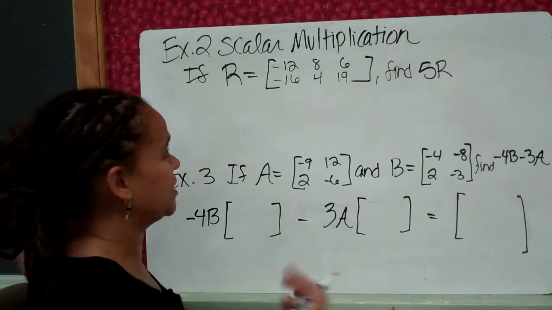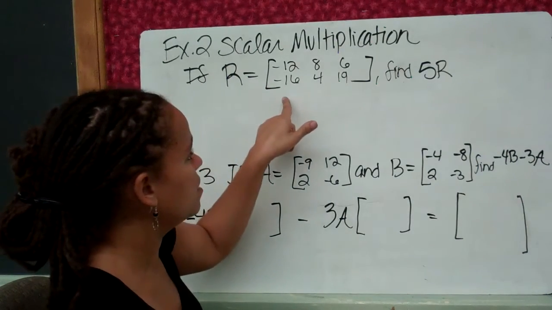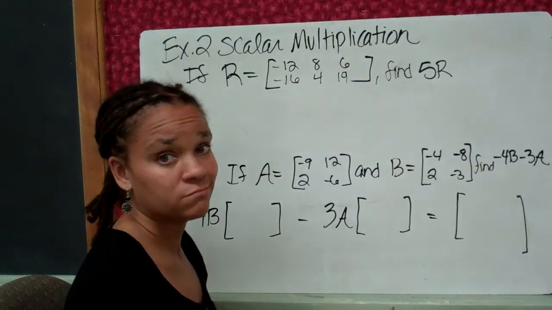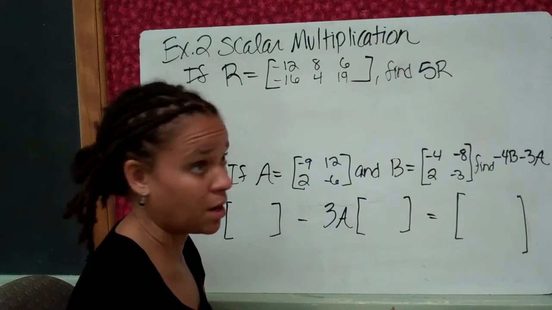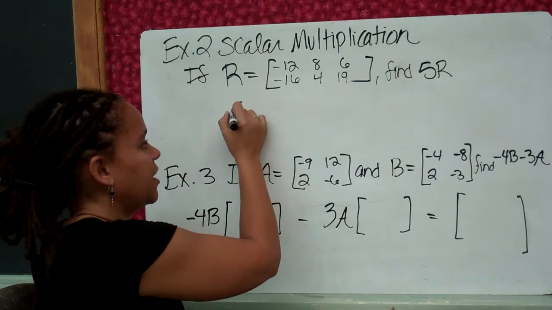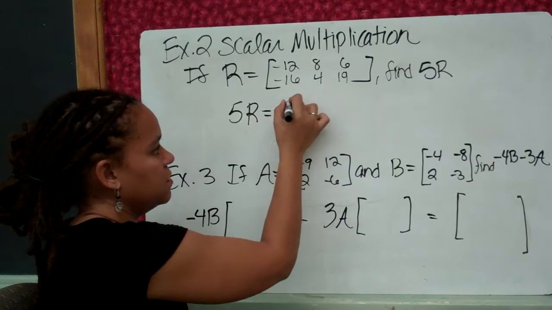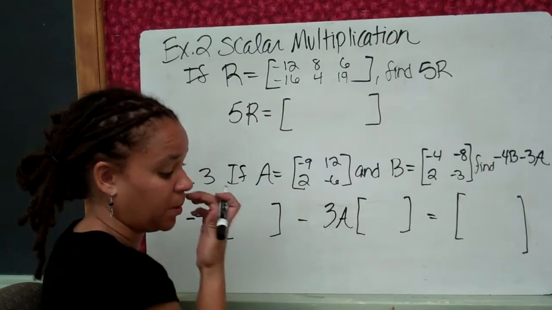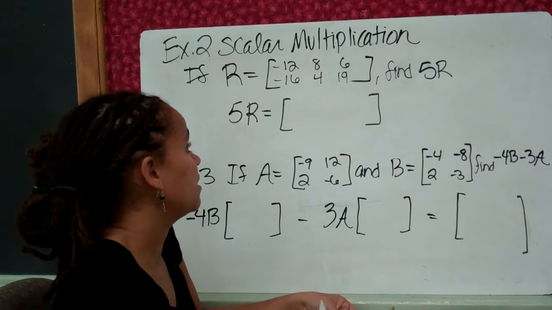Multiplying by a scalar is just as easy. If you have matrix R, here it is, and you want to find 5R, you take 5 times every single number in the matrix. It's literally that easy. So 5R, same dimensions, doesn't matter, we're only dealing with one matrix. So 5 times everything in there.